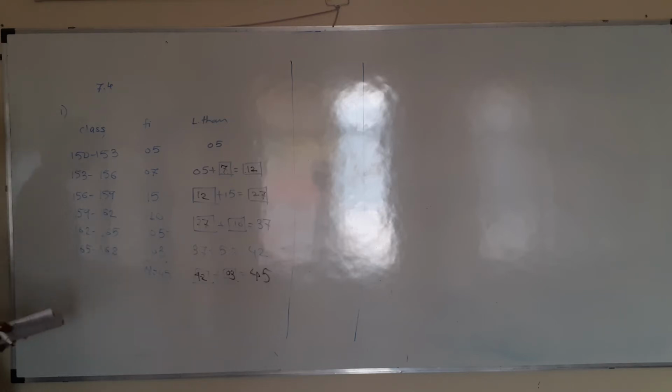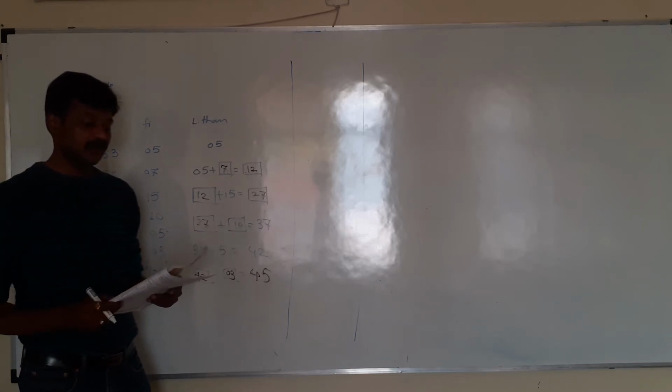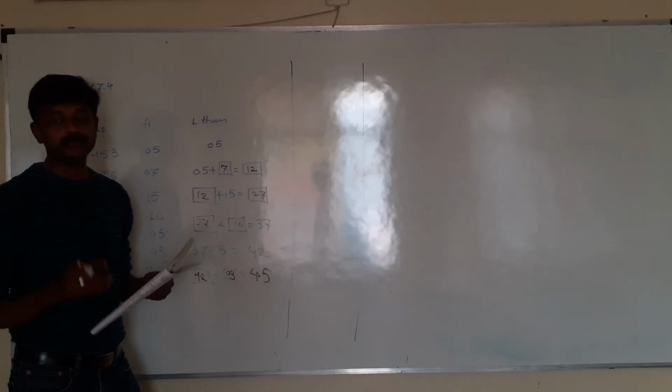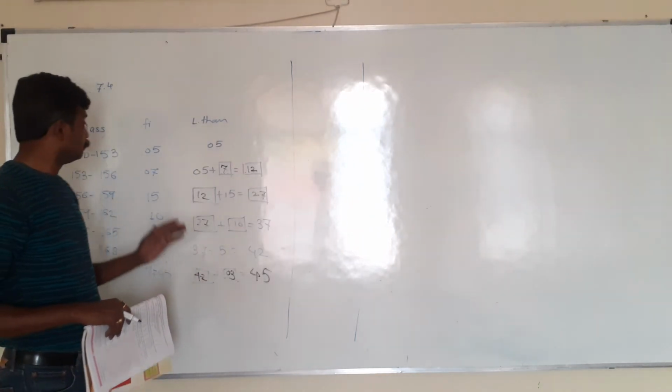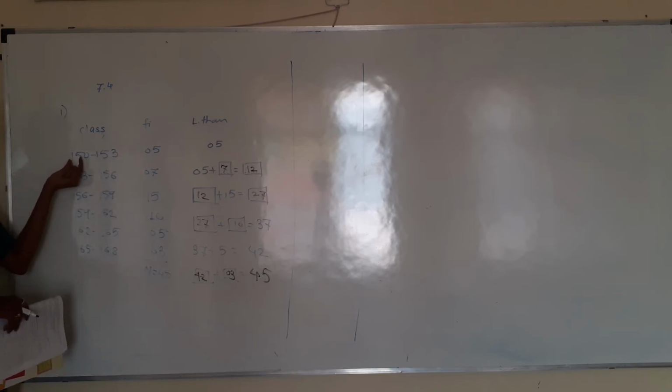Come to the next page, page number 122. Here, complete the following cumulative frequency table. More than or equal to type. More than or equal to means more than lower class limit. More than or equal to 150.